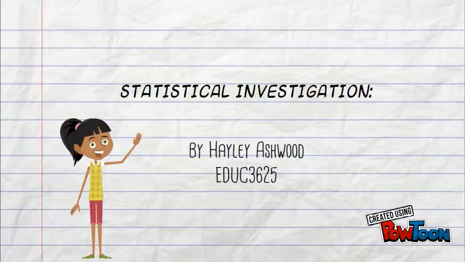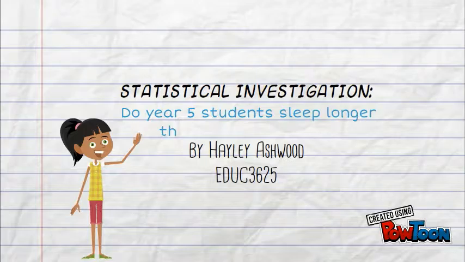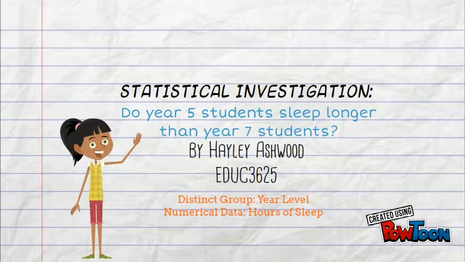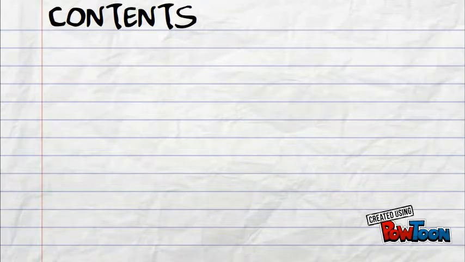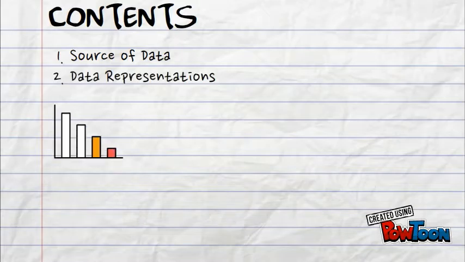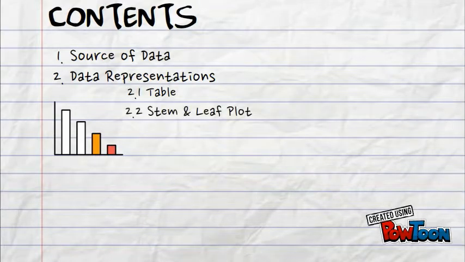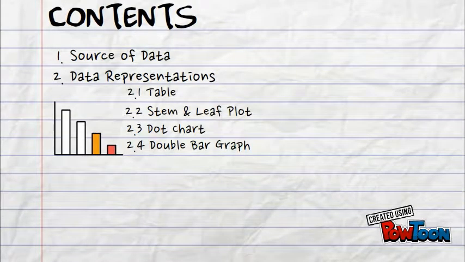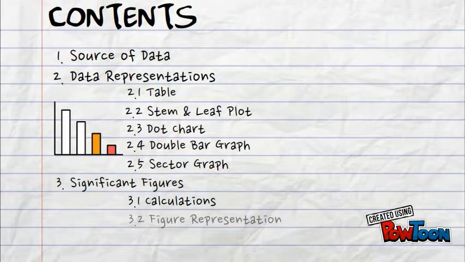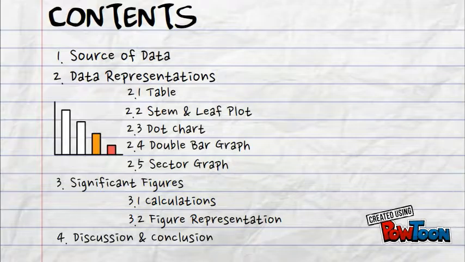For this investigation, I decided to use the question, do Year 5 students sleep more than Year 7 students? The distinct groups being year levels and the numerical data being hours of sleep. For the purpose of the investigation, this video will focus on where the data was sourced, the data representations including a table, a stem and leaf plot, dot chart, double bar graph and sector graphs, significant figures including Excel calculations and figure representations, and a brief discussion and conclusion.